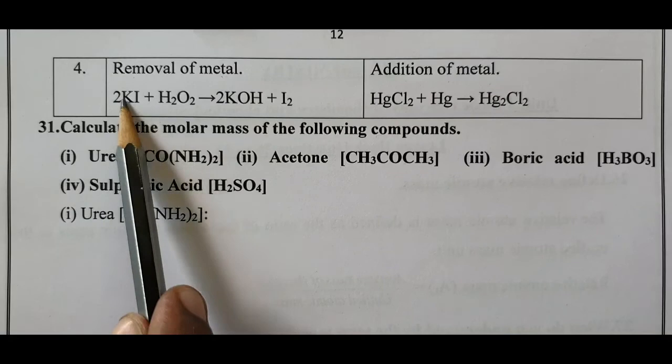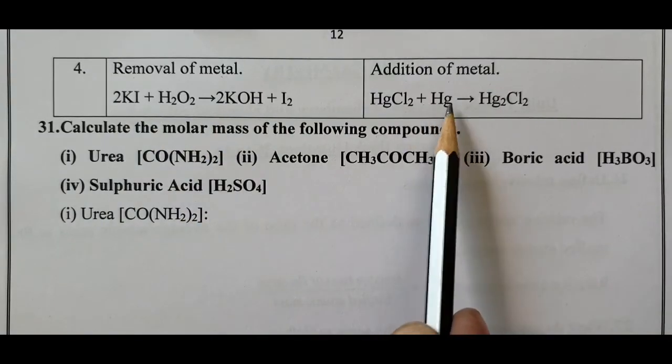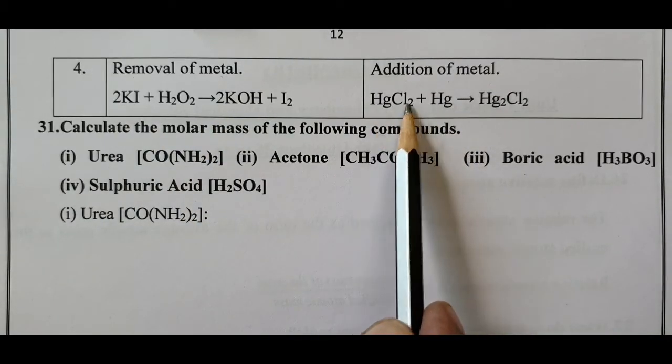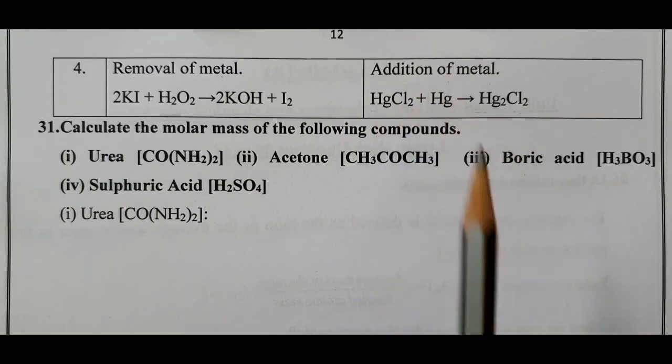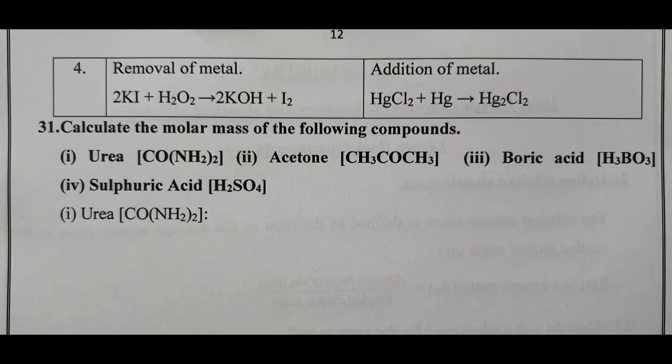Metal potassium is removed from potassium iodide. Here mercury is added to mercuric chloride, converted into mercurous chloride. Addition of metal is called reduction. Come to question number 31.